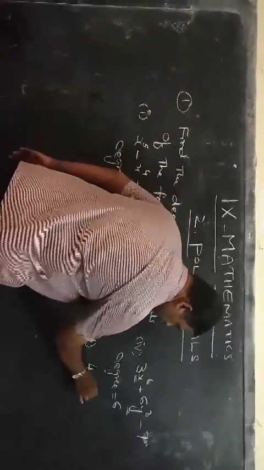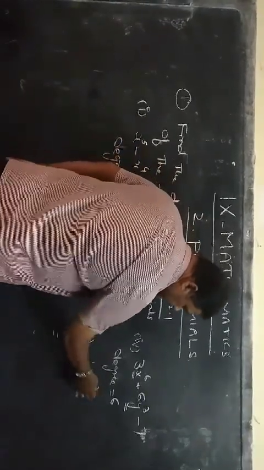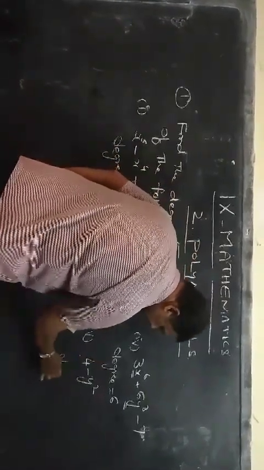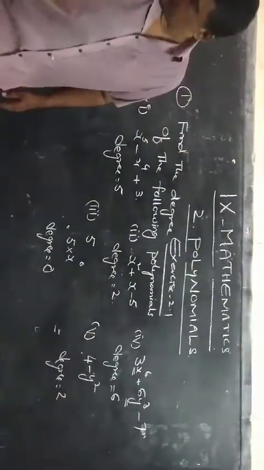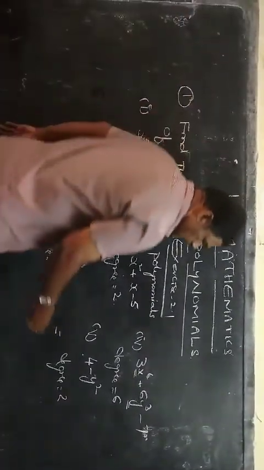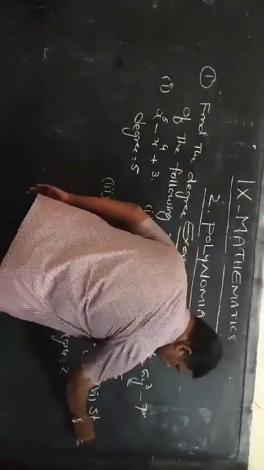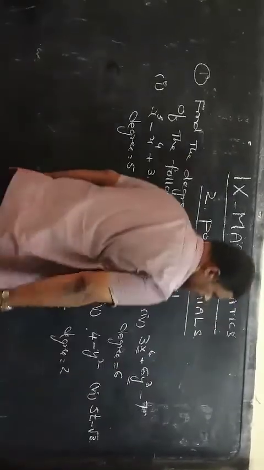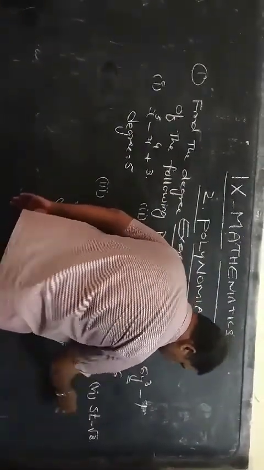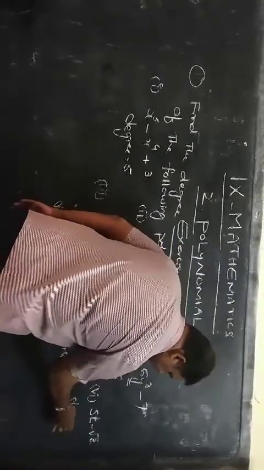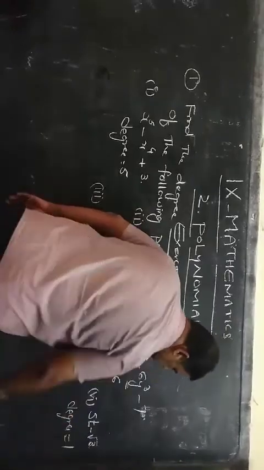Next, 4 minus y square. Here the highest power of the variable is 2, so the degree of the polynomial is also 2. Last one, 5t minus root 3. Here the variable is t, so its power is 1. So the degree of the variable is 1, the highest degree is 1. So the degree of this polynomial is also 1.